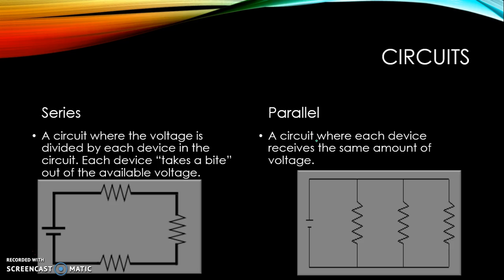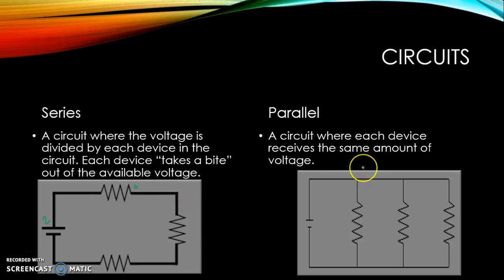Let's talk about circuits. There are two types of circuits: series circuits and parallel circuits. A series circuit is where everything is lined up in a line, in a series. Each device takes a bite out of the available voltage that's left. Let's say that we send through 2 amps here. This one's going to take out 0.5, so there's 1.5 flowing through, and then this one takes out 0.5, so there's 1 flowing through. You see, everyone gets a bite out of it.